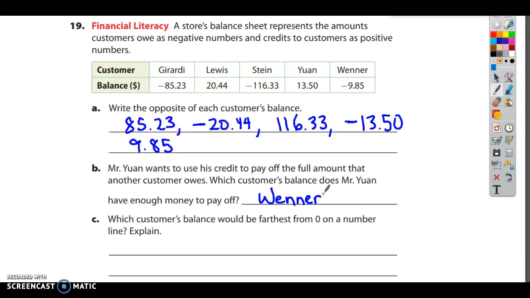Question C reads, which customer's balance would be farthest from zero on a number line, and explain. So it's not asking for a positive, it's not asking for a negative, it's asking for the greatest absolute value. In other words, the greatest distance from zero. It's not Winter, his is only about 10 spaces from zero. It's not Juan's, because this is only about 14 spaces from zero. I'm looking for the greatest number here. And there's one number that's above 100, and that's Stein. It does say explain, so I'm going to say Stein.